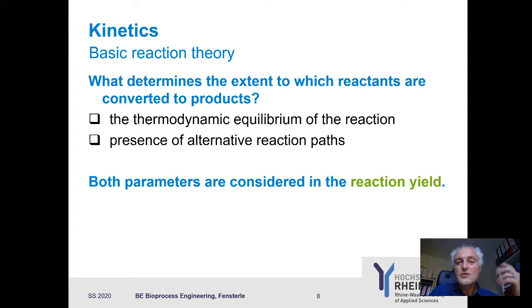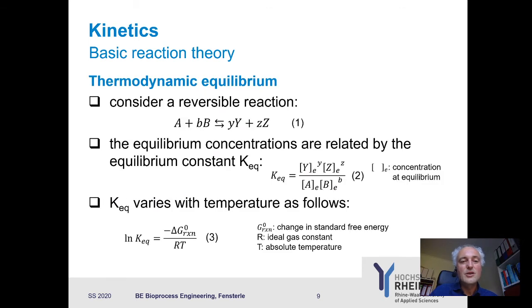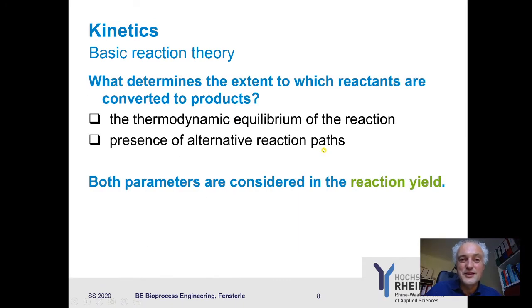And then this is, of course, also going down the extent of your wanted product which is being formed. And this is both considered in the so-called reaction yield. So both parameters go into this reaction yield. And you already have the feeling that for us, in biological systems, you will always have an alternative reaction path in cells, and you don't know exactly the path.